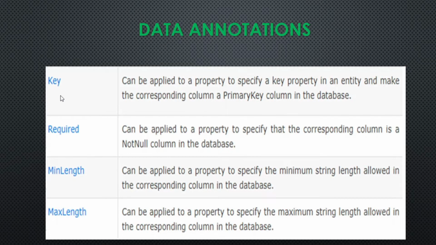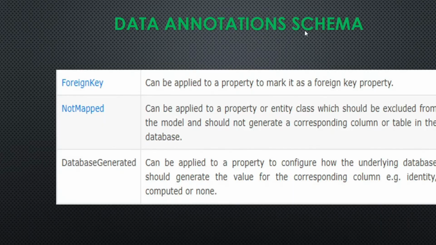Some of these constraints, like Key, represent the primary key, or Required. Required means that this field can't be null. Then there are MinLength and MaxLength, which can be applied to a property to specify the minimum or the maximum string length allowed in the corresponding column in the database, like varchar of 100, varchar of 10 characters, etc. And also the foreign key. The foreign key can simply be applied using this annotation.